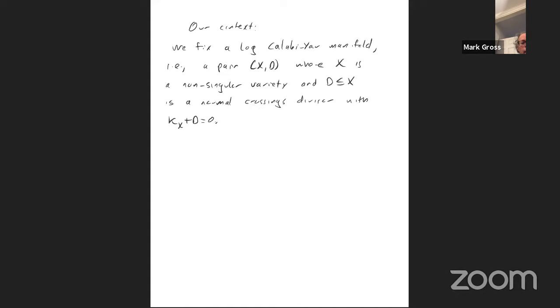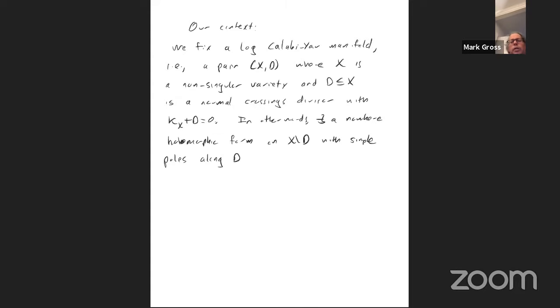So roughly speaking, in other words, there exists a nowhere vanishing holomorphic form, a top-dimensional holomorphic form on X minus D with simple poles. So it will blow up along D with simple poles along D. Okay, so this is a slight variant of what I said before, where I defined the Calabi-Yau manifold as a complex manifold with a nowhere vanishing holomorphic form. Here I'm allowing some poles.